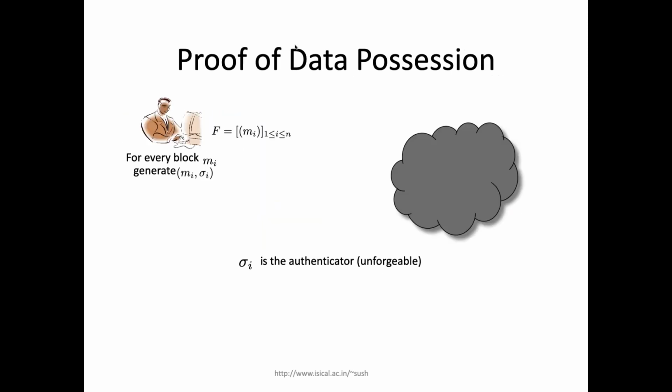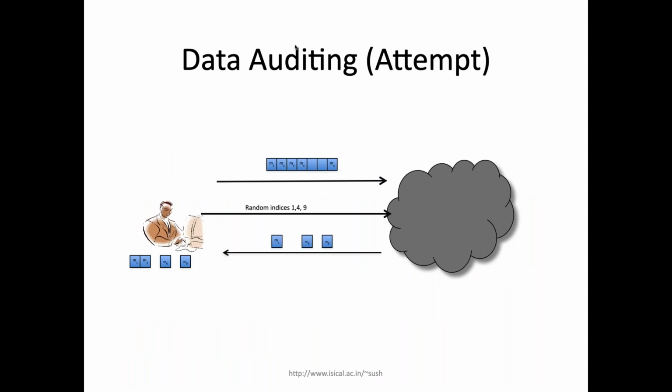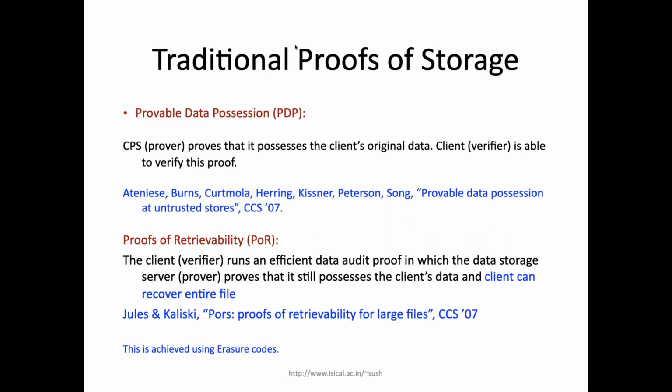The main problem with this approach is that it is rather slow, in the sense that you have to download quite a few blocks of data, and the client or data owner has to maintain quite a bit of information. There has been a lot of work in this space, and one way is to look into traditional proofs of storage, which give guarantees that the server is able to prove that it actually possesses the client's original data.